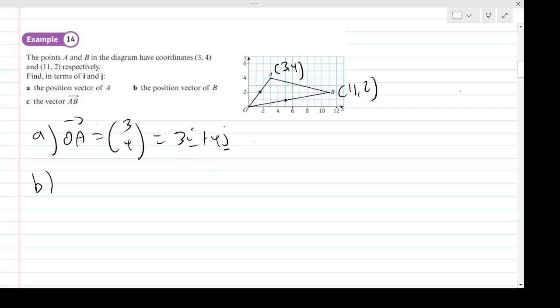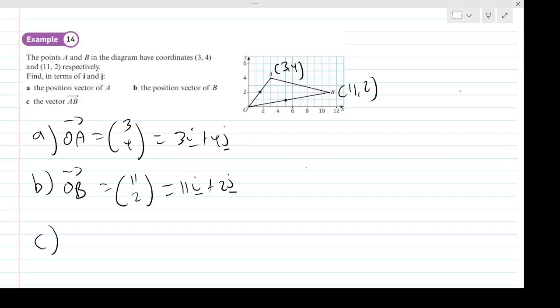Now for part B, it says the position vector of B. Very similarly, for B, the vector from O, the origin, to B, OB. That's effectively the coordinate of B. So that's going to be 11, 2, which will be 11i add 2j. So that is position vectors. It's just a coordinate but as a vector.